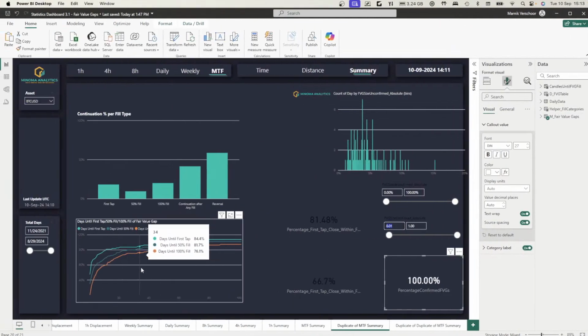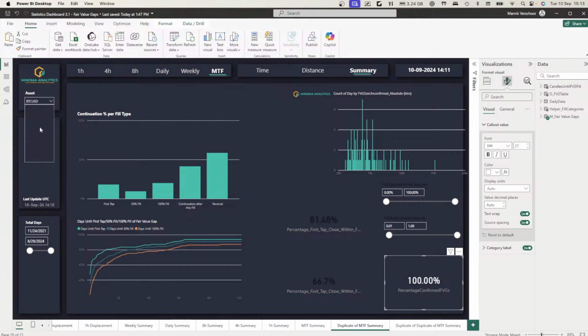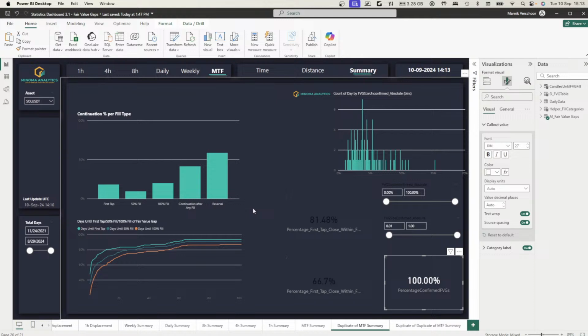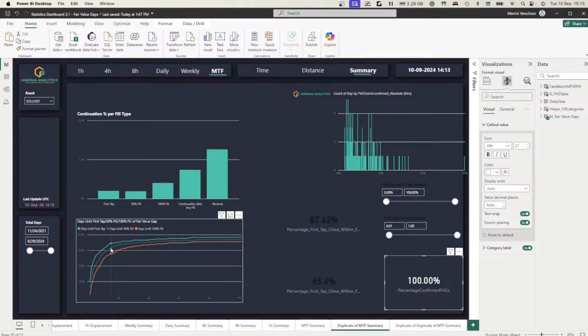So this is the metric, and by the way, this changes quite significantly per asset. For example, if you look at Sol, you can see that this number is way higher. Solana, after 9 days, 80% of fair value gaps get a first tap. After 12 days, they are filled for 50%, and after 20 days, they are filled for 80%.